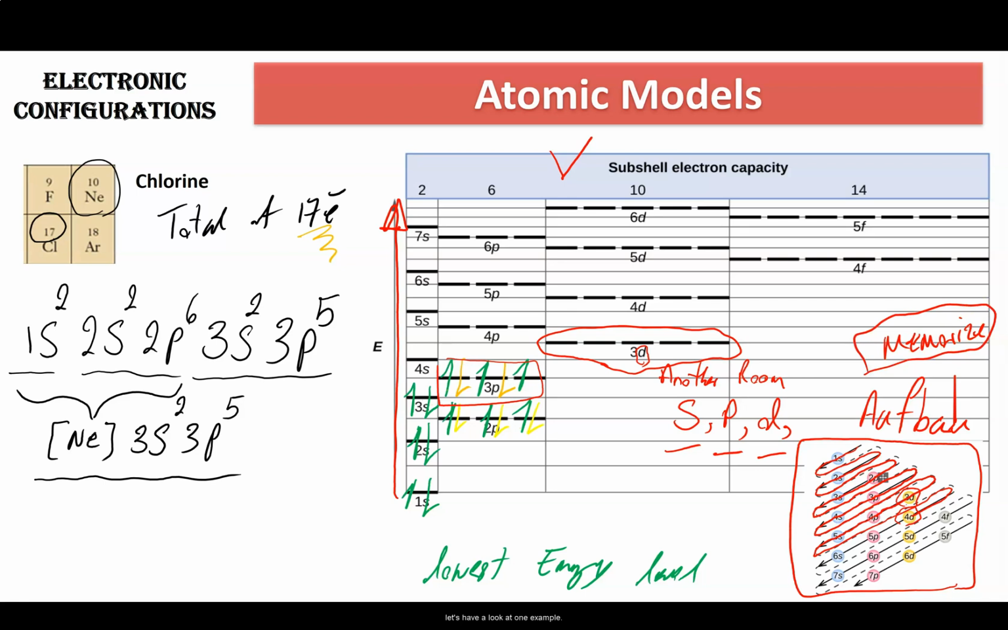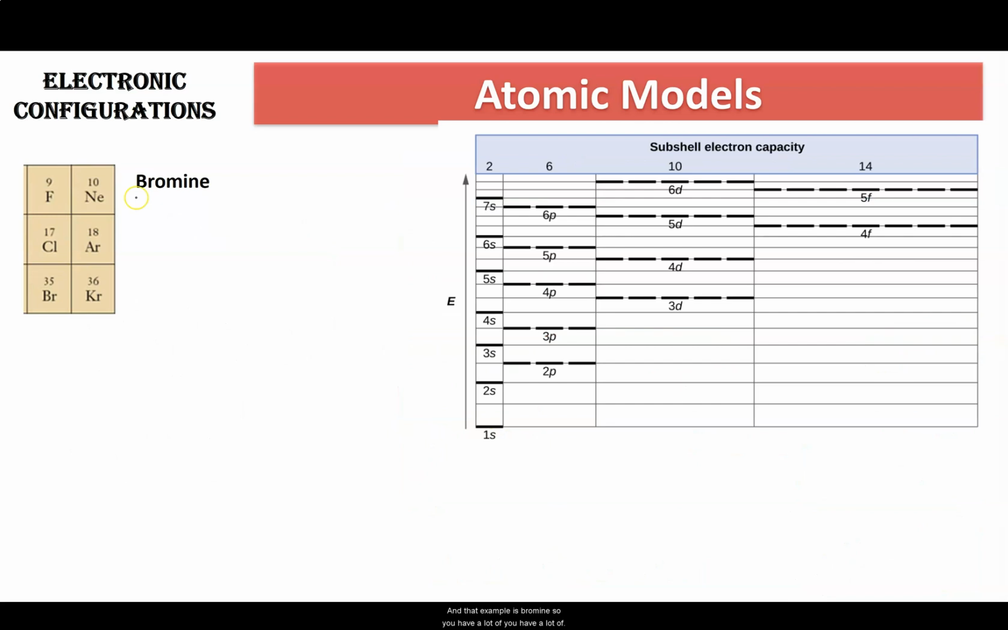So let's have a look at one example, and that example is bromine. You have a total of 35 electrons. You should be the master of this right now, so let's quickly fill up all the electrons here. I'm going to go to 3s, then 3p. Notice how I'm not skipping, and I'm doing this in the proper order that is required.